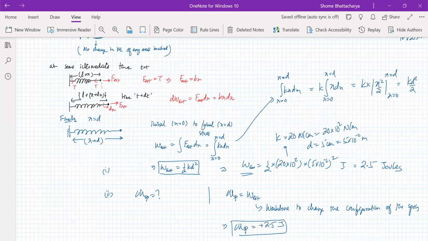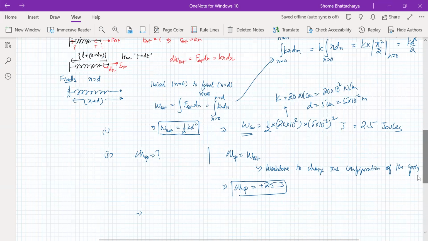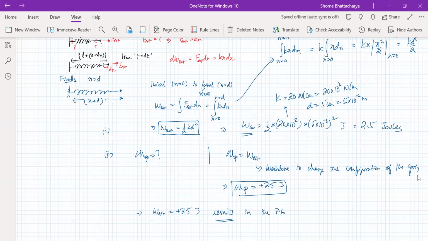So what is happening ultimately, what we can conclude is that the work done by the external agent results in the potential energy of the spring increasing by 2.5 joules.